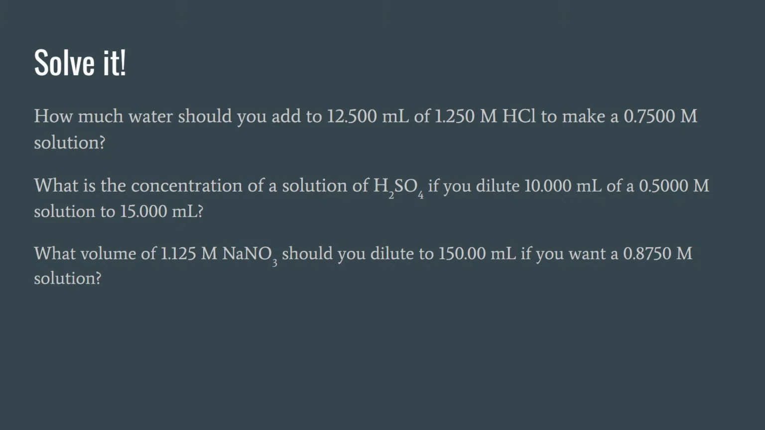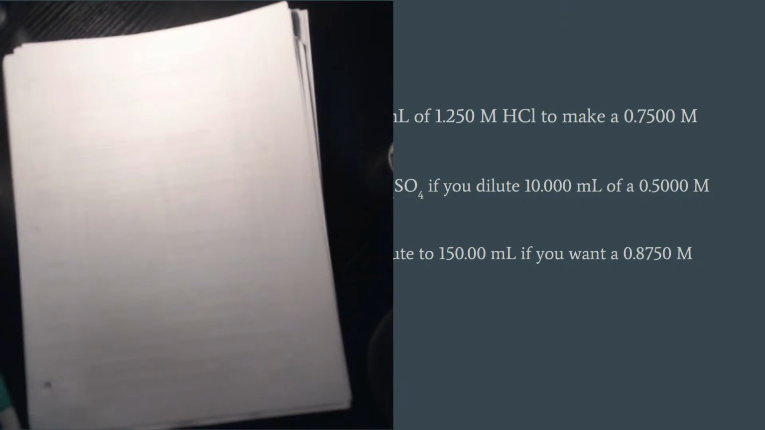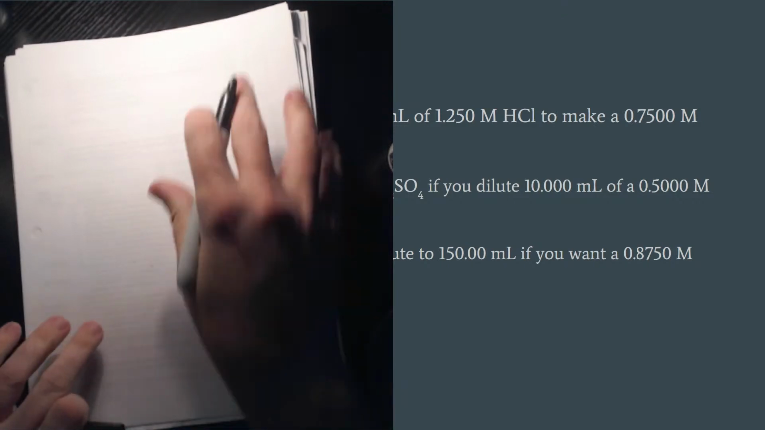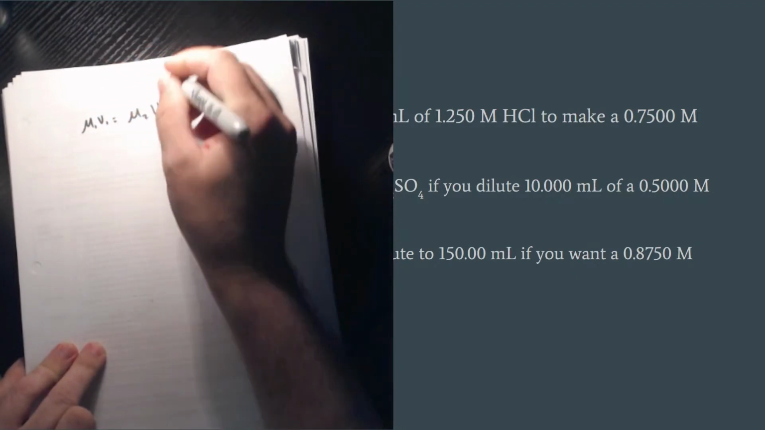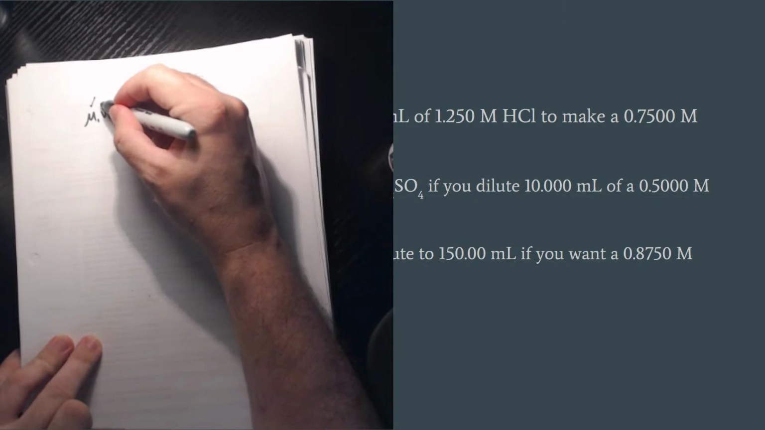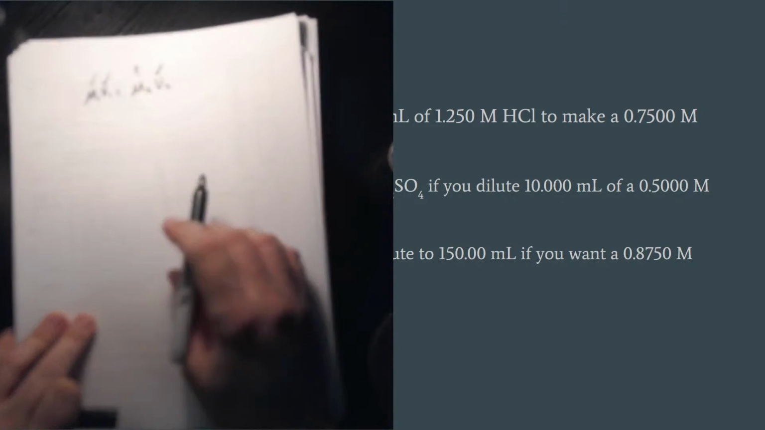What is the concentration of a solution of sulfuric acid if you dilute 10 mils of a 0.5 molar solution to 15 mils? Okay, so now we have our initial volume and our final volume, and we have our initial concentration. I'm asking, what is the final concentration? M1V1 equals M2V2. We know our initial concentration, our initial volume, and our final volume. We're looking for our final concentration.